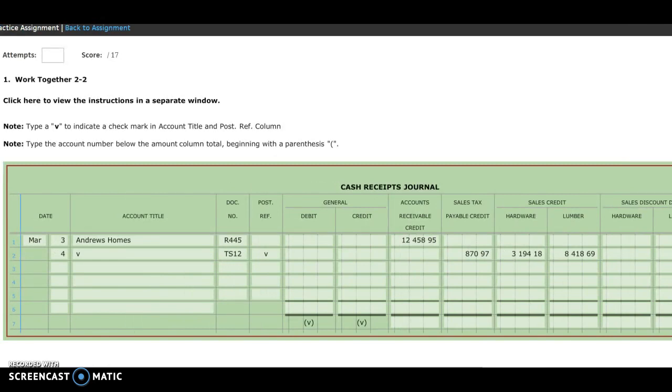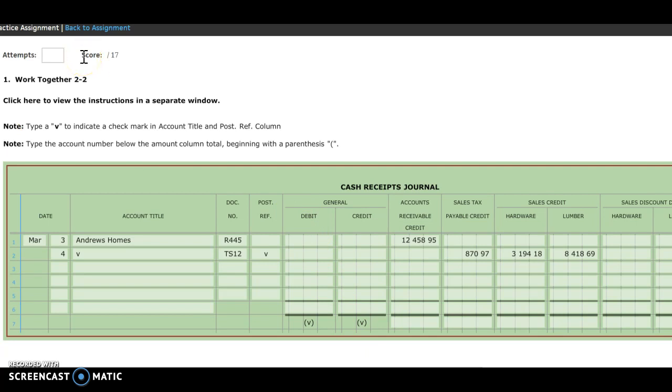On the 7th, we received a check from Estate Housing for lumber on sales invoice 428 for $9,248.17, less a credit memorandum 44 for $833.02, and then less a discount. So receipt number 446.